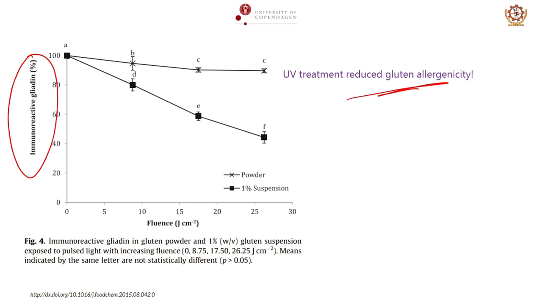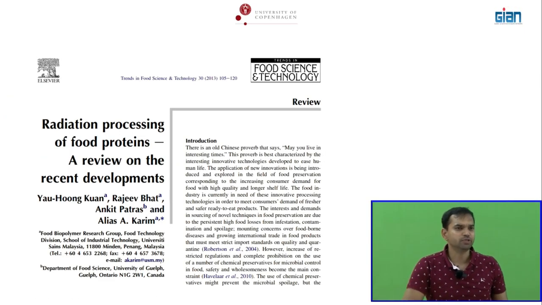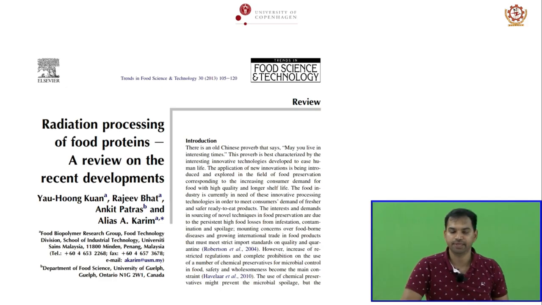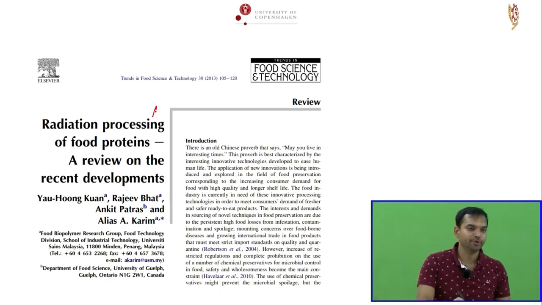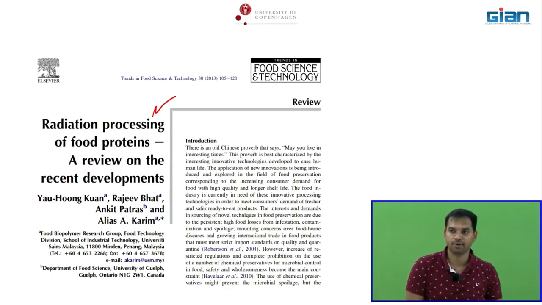By UV treatment, allergenicity can be reduced. If you really want to learn more about irradiation, light, UV, gamma, and how it affects techno-functional properties, try to read this nice paper. Okay? When you're free, just read this review article. There's a lot of information about it.